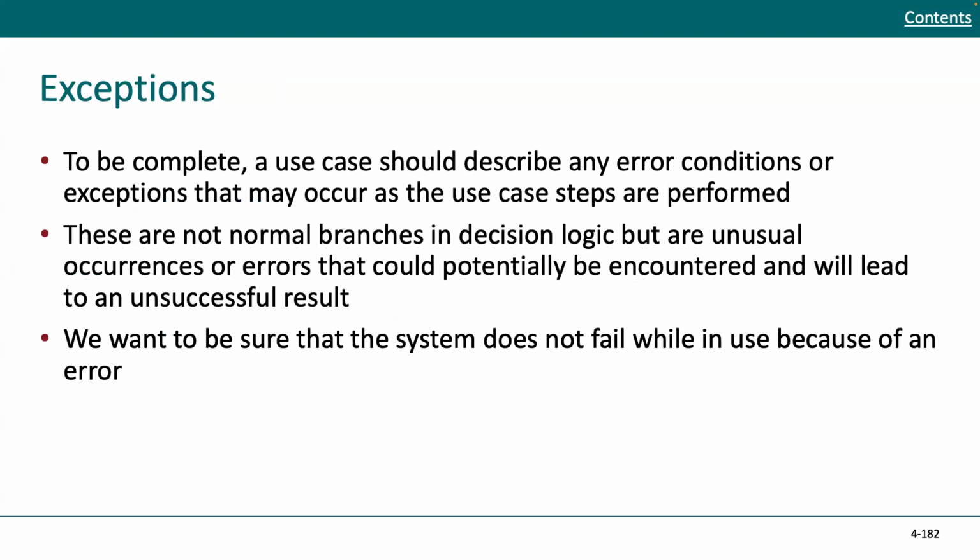Well, what about exceptions? To be complete, a use case should describe any error conditions or exceptions that may occur as the use case steps are performed. These are not normal branches in decision logic, but are unusual occurrences or errors that could potentially be encountered and will lead to an unsuccessful result. We want to be sure that the system does not fail while in use because of an error.